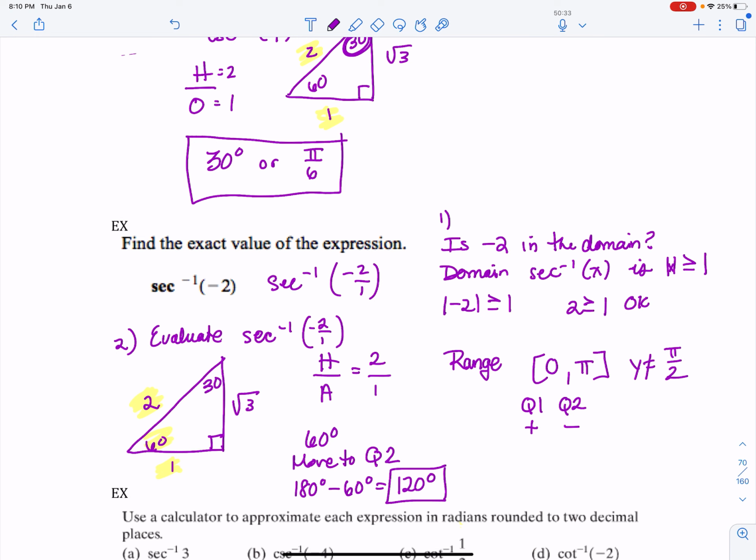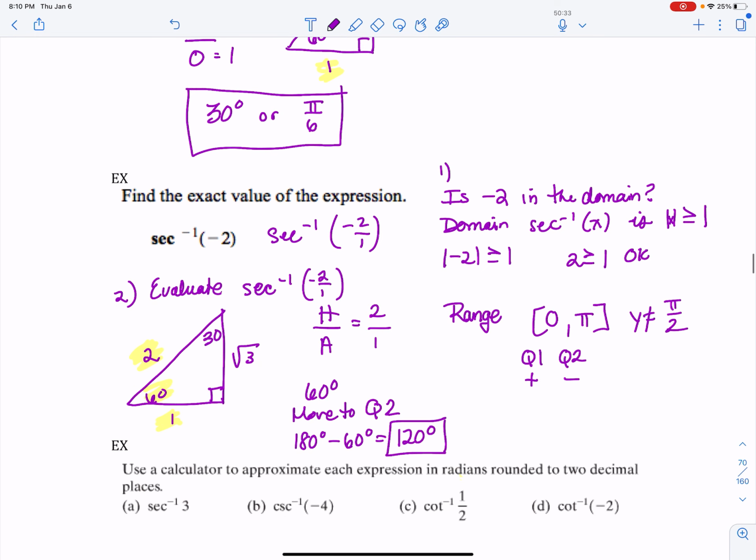Alright, so that's it for part 1. You're going to have a second part that will talk about the use of a calculator to approximate each expression. So be on the lookout.